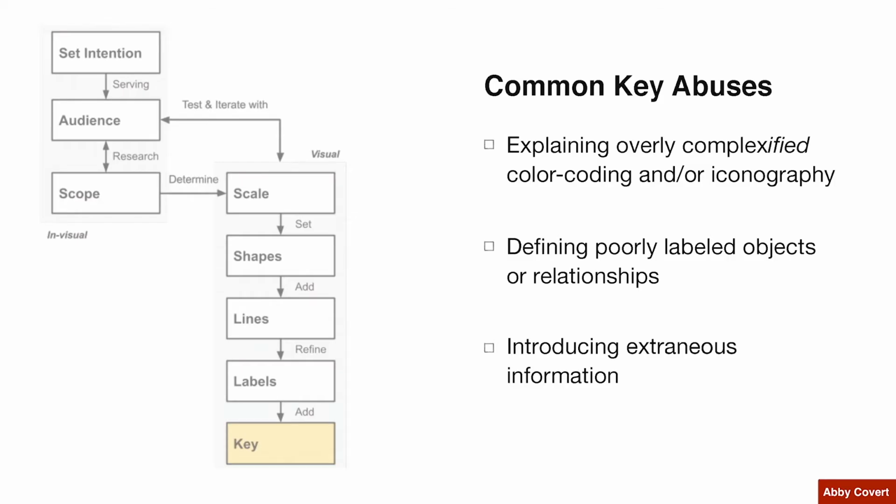The addition of a box called key to explain what we mean is an essential pattern in making diagrams, for sure. But I want to introduce something perhaps a little controversial that I see all the time when there is a box called key. People relying on the use of a key to explain the wrong things. Here are 3 very wrong things that I see the key trying to do when the diagram itself is actually the one underperforming. Explaining overly complexified color coding or iconography, defining poorly labeled objects or relationships, and introducing extraneous information.